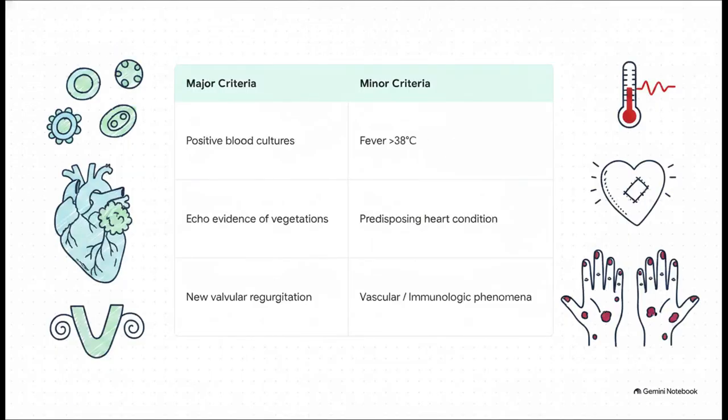They split neatly into major and minor criteria. Think of the major criteria as your absolute smoking gun. You need persistently positive blood cultures proving the exact bug is currently swimming in the blood, and you need an echo showing the actual physical damage, like a wiggling vegetation or a new regurgitation. The minor criteria? That's your circumstantial evidence. A fever, a predisposing heart condition, IV drug use, or those vascular and immune phenomena we literally just talked about, like the Janeway lesions and Osler's nodes.